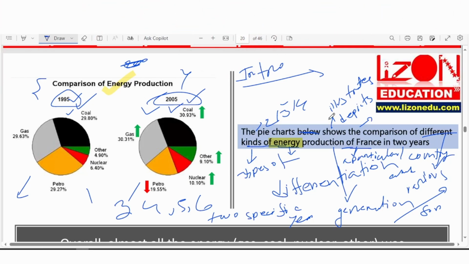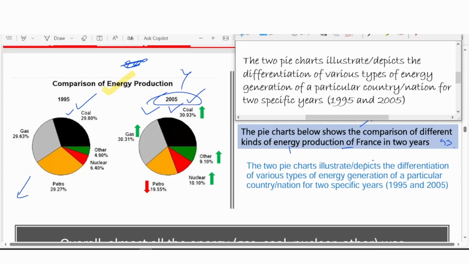So that's your introduction. Let me tell you again, the 2, 3 or 4, whatever you get, pie charts, then illustrates or depicts, any word. The comparison, instead of saying the comparison, you can say differences. You can say a differentiation of various types of, don't change it, energy generation of a particular nation or country called France for 2 specific years. If you want to mention the years, put a bracket and write 1995 and 2005. That's your intro. Okay, so here is your total intro.